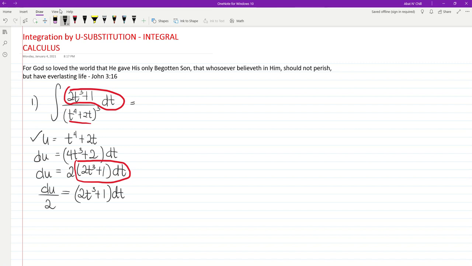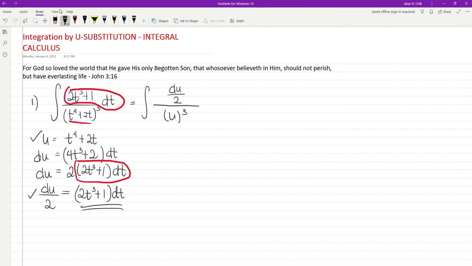So now we can perform our u-substitution. We know that this 2t cubed plus 1 dt now equals du all over 2. So we have the integral of du all over 2, because we substituted it in the integral, all over u raised to 3, because this is raised to 3. That's the very reason why we didn't include the exponent 3 in u, because if we included it, the du would be different.